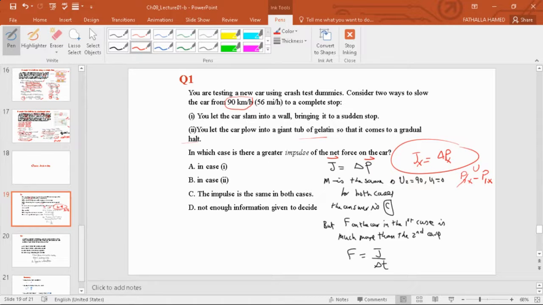In both of these cases, by the way, you will get the same thing because you're going from V of 90 kilometers per hour to V equal to 0. And that's why we say here the right answer is C. The impulse is the same in both cases.